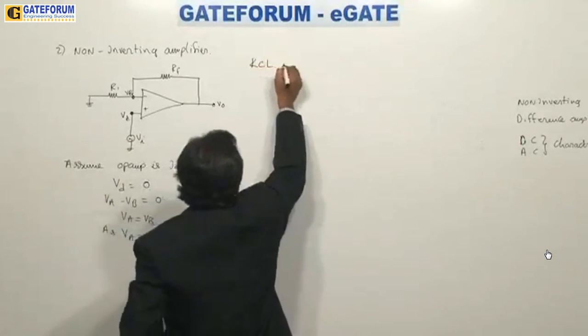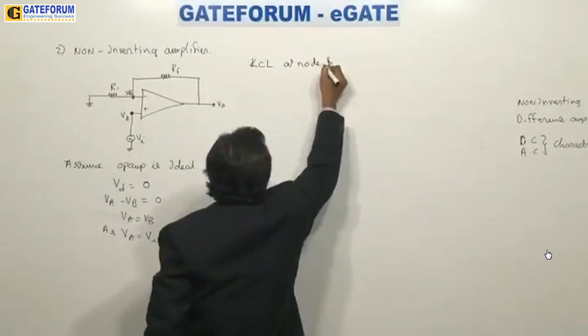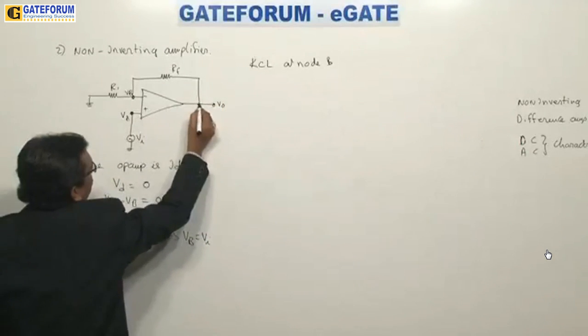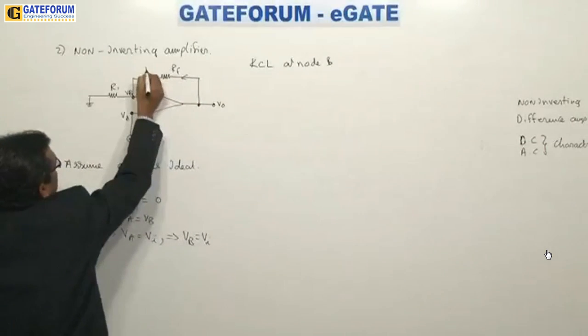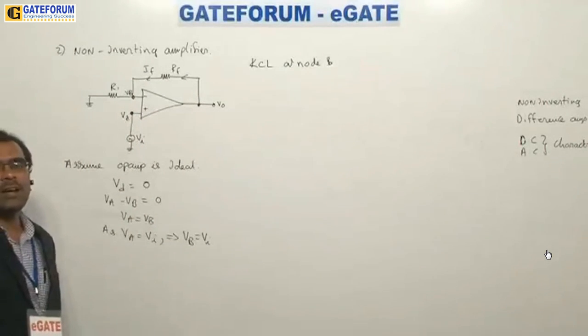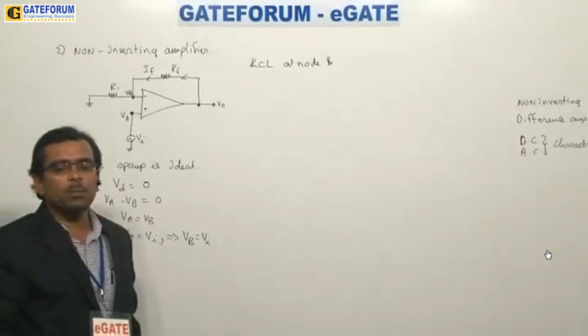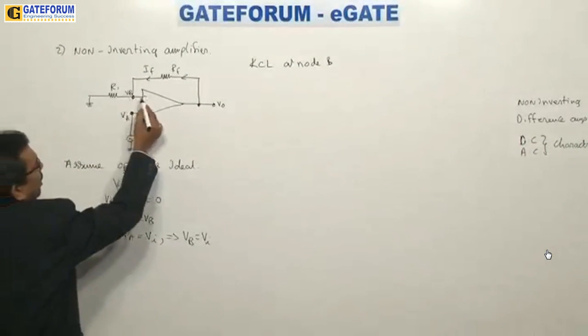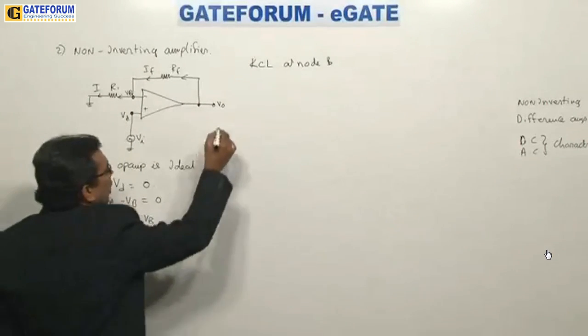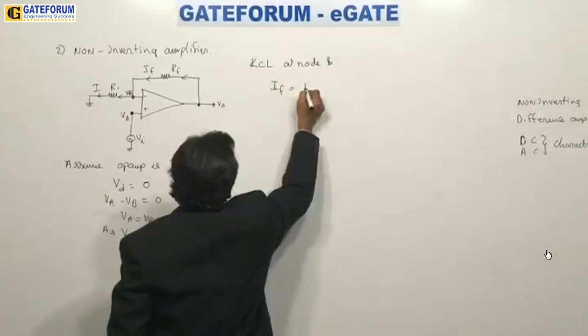Now let us write KCL at node B. Here, whatever input I give, I get an amplified voltage. Now I get the feedback current, this is IF, and because the ideal op amp has infinite input impedance, no current will enter into it, the entire current is going to come like this. So this current we name as I.